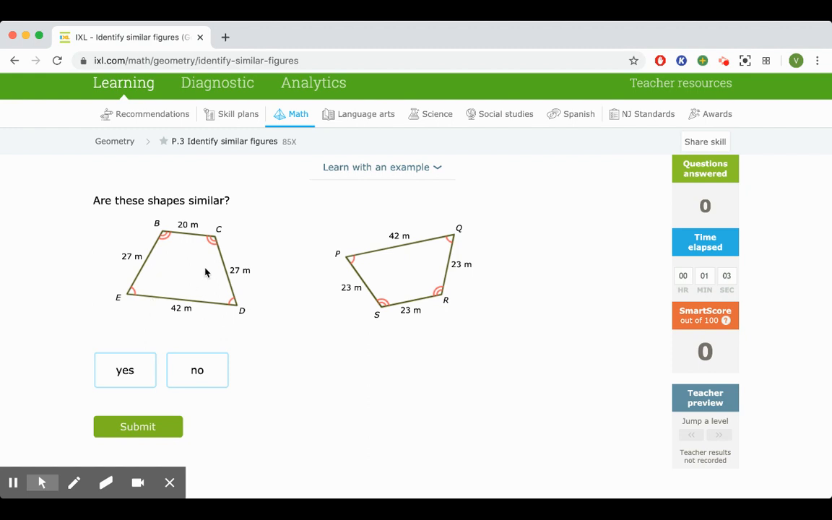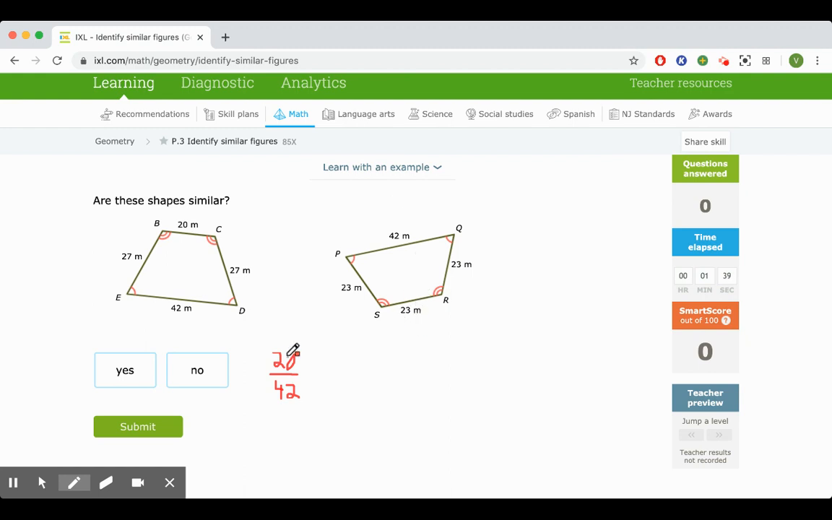So to see that the corresponding sides are proportional, you have to make a proportion. And to make a proportion, you need ratios. So you need to take two parts of this first shape here, this trapezoid. So I'm going to look at the parallel sides here. There's a 20 and there's a 42. So I'm going to make that 20 over 42. Now I just used the two parallel sides for this first trapezoid, which means I got to look at the parallel sides for this trapezoid, 23 and 42.